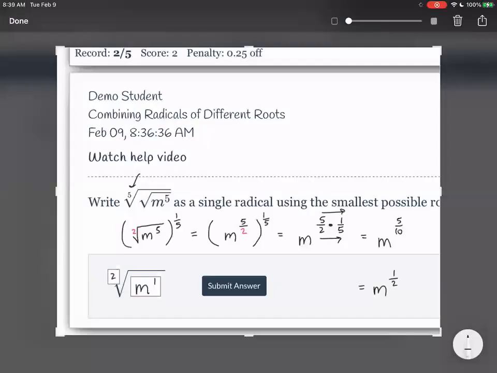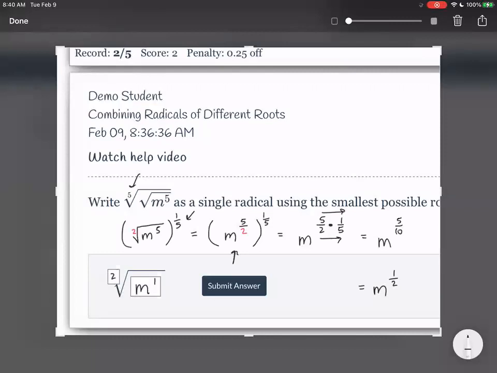Okay, for this one, I just totally forgot to unpause my video, but that's okay. I'll just quickly go over it. Since we have another layered radical, you convert the outside radical, the 5th root, into an exponent of 1/5. That's what I did over here. Then you do the same thing for the inside radical. Square root of m to the power of 5 became m to the power of 5 over 2.